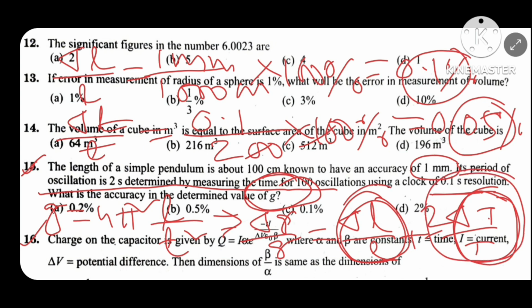Now this is the 0.1, this is the 0.1, so this is the 0.2. So option A is correct. Look at this. Okay. Now next.